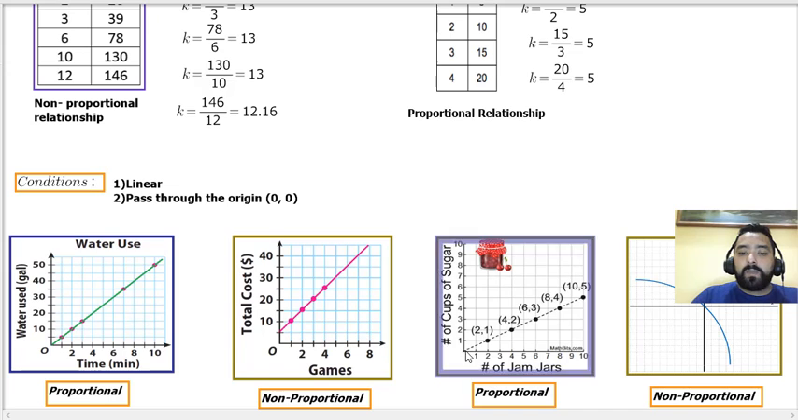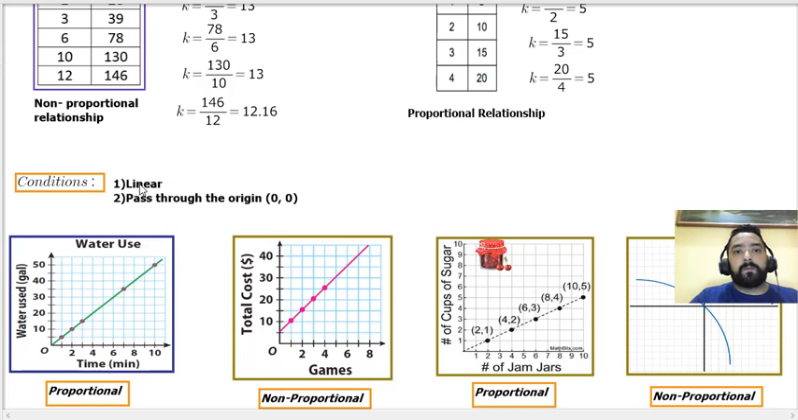In here we start from the origin, so we have condition number 2, and it's linear. You can see that if you connect all these points, or all these ratios, you're going to have a line. So in this case, it's proportional. In this case, we have this graph passing through 0, 0, so we have the second condition, but as you can see, this one is not linear, so it's a non-proportional relationship. So that's the way you can identify if a graph is proportional or non-proportional.